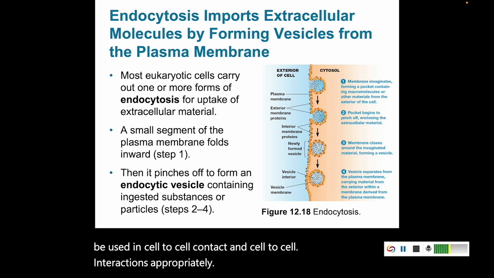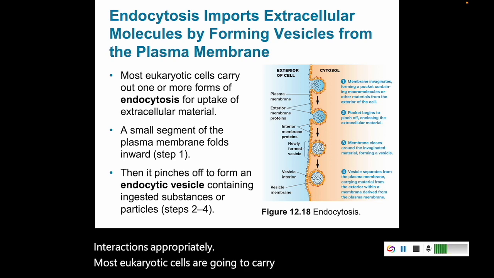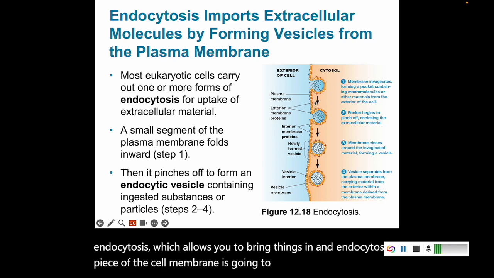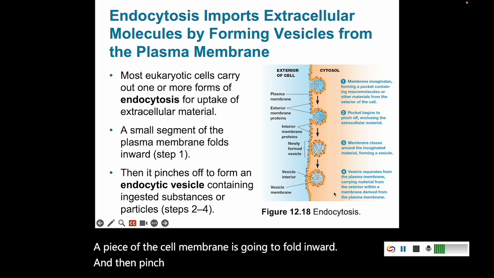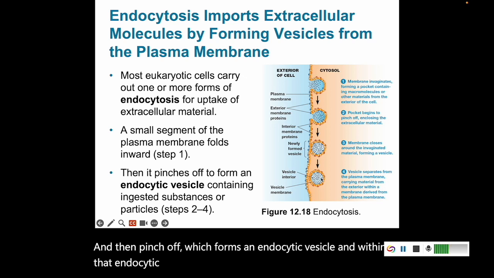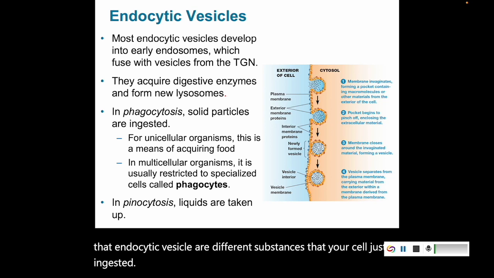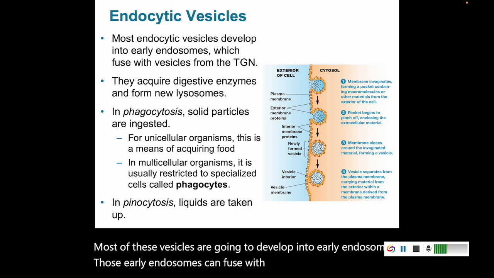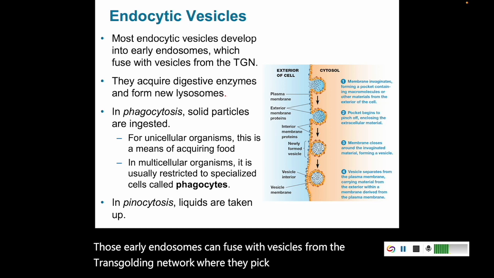Most eukaryotic cells are going to carry out different forms of endocytosis, which allows you to bring things in. In endocytosis, a piece of the cell membrane is going to fold inward and then pinch off, which forms an endocytic vesicle. And within that endocytic vesicle are different substances that your cell just ingested. Most of these vesicles are going to develop into early endosomes. Those early endosomes can fuse with vesicles from the trans-Golgi network, where they pick up digestive enzymes and create lysosomes.